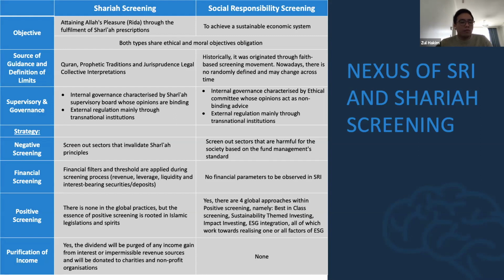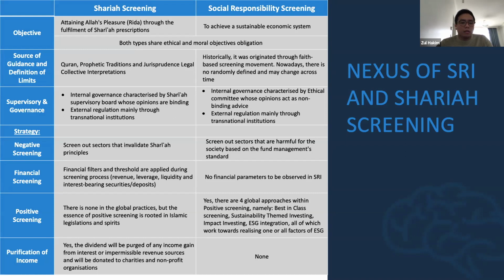Secondly is the income purification process, again, which is a cleansing process that accounts for investment earnings that are generated from either interest income or from impermissible revenue sources, and these accounts are then donated to non-profit organizations and charities. And one interesting note is that to date, it is only Sharia screening where income purification is being practiced.